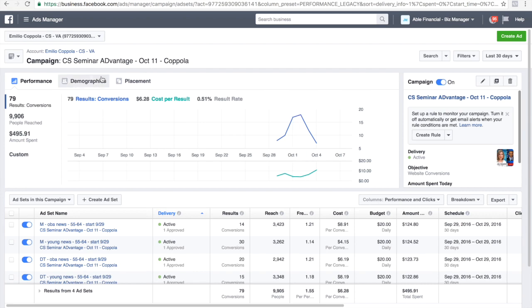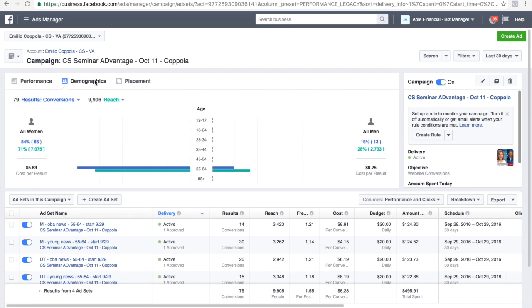Now I'm going to click on the Demographics tab so we can learn a little bit more about the people who are responding. In this particular campaign, I'm only targeting people between ages 55 and 64, so 100% of our results fall inside of that age block. But there are a few really important things you can get from this data. First of all, you can see a basic ratio of impressions versus conversions. The blue line represents our conversions and the green line represents our reach.